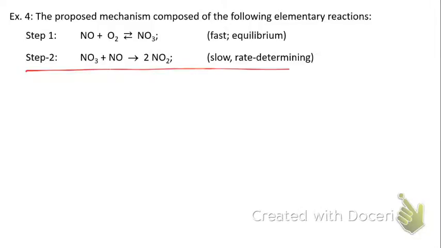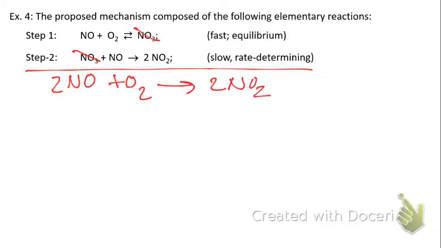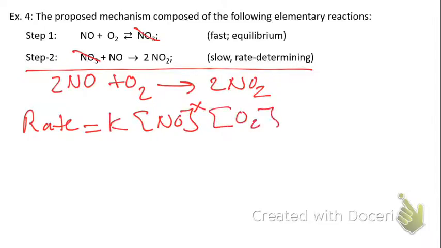Okay, again, we need the overall reaction. We can get rid of NO3s. That's it. So we add up our 2 NOs plus our O2s. Gives us 2 NO2s. So the rate law must be K[NO]^X[O2]^Y. Okay? Now the second step is our slow step. It's the rate determining step. So we look at that first. It contains only 1 NO, so X must be 1.